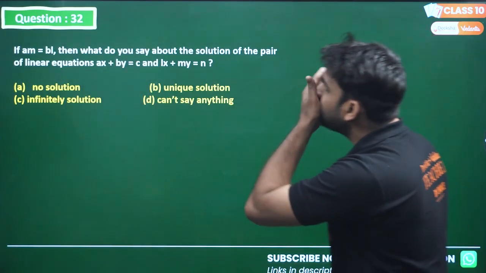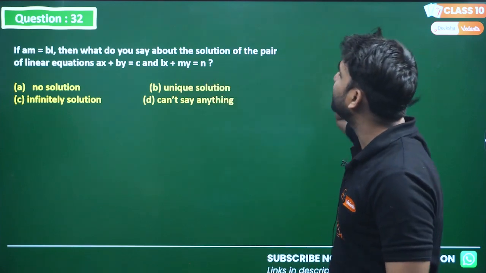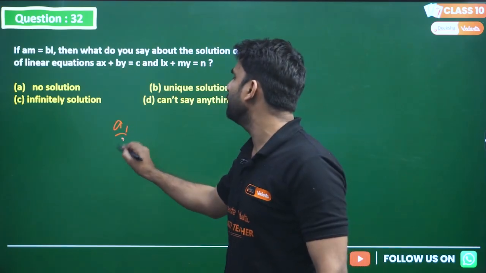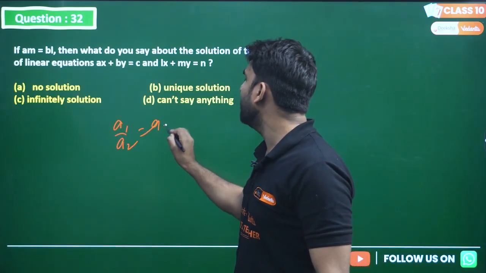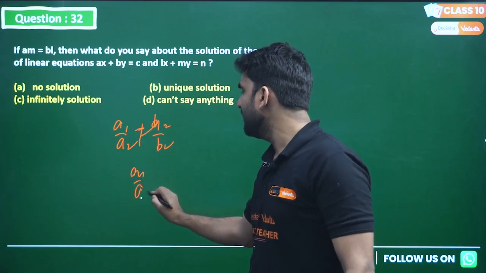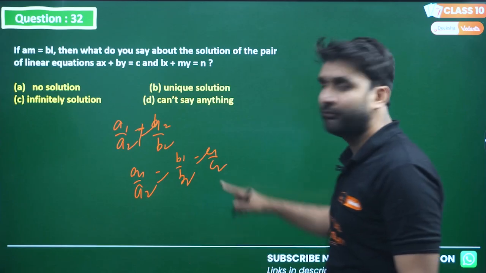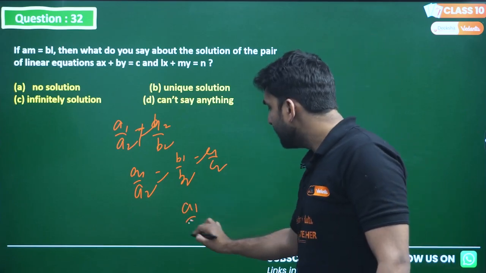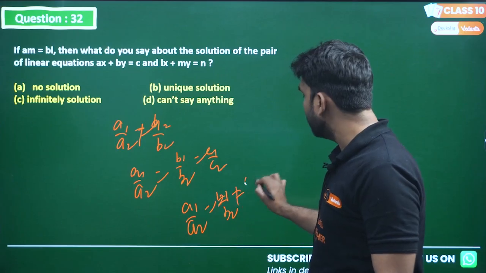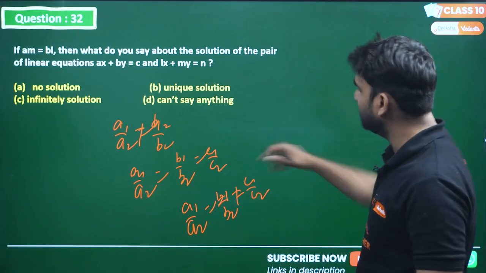Question number 32. If am plus bl equals this and this, then what do you say about the solution of the pair of linear equations? So verify, we have all the formulas. A1 by A2 is not equal to B1 by B2 for a unique solution. A1 by A2 is equal to B1 by B2 is equal to C1 by C2 for infinitely many solutions. A1 by A2 is equal to B1 by B2 but not equal to C1 by C2 is for parallel lines, meaning no solution. So verify all these formulas.